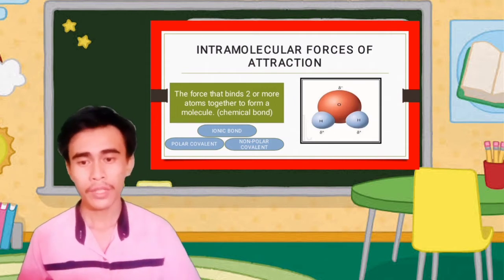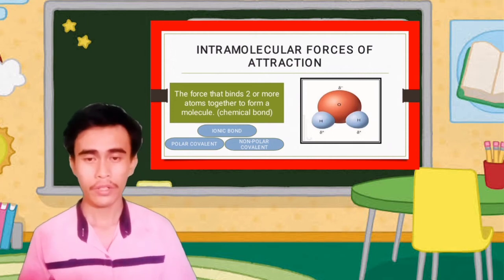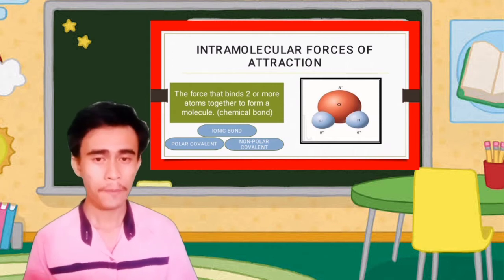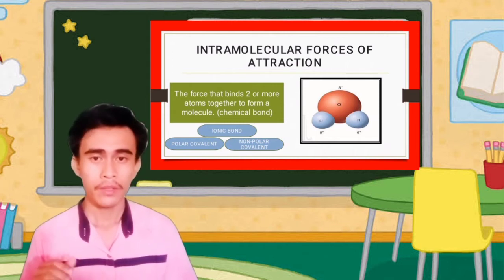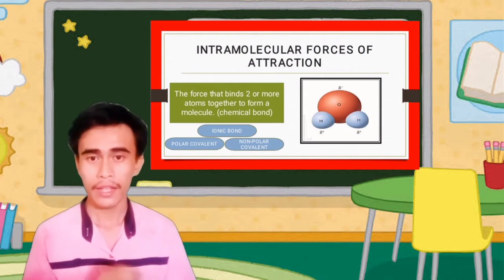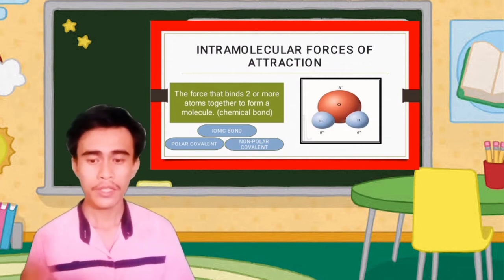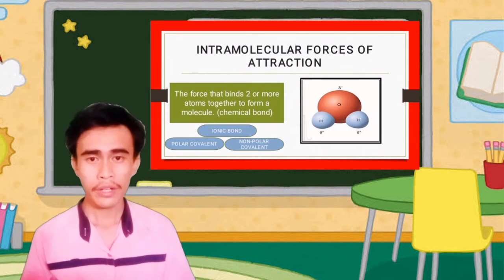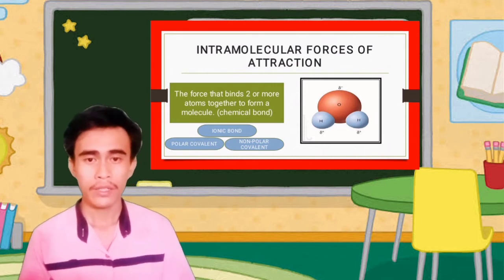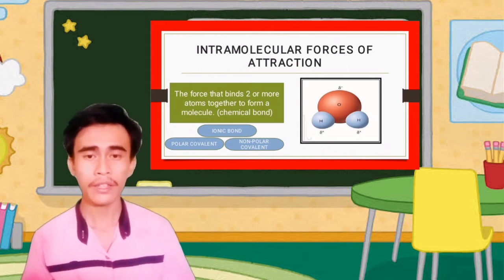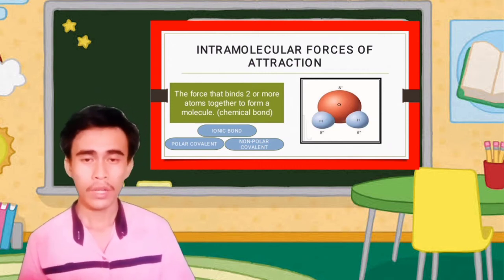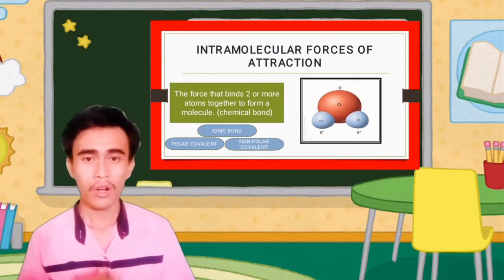So, meron tayong tatlong types ng intramolecular forces of attraction. The first one is the ionic bond. When we say ionic bond, it is the transferring of electrons between metals and non-metal elements. At yung pangalawa is yung polar covalent bond. Kapag sinabi natin polar covalent bond, it is the sharing of electrons unequally. Nagkakaroon ng positively charged at negatively charged pole. And then, the non-polar covalent bond is the sharing of electrons equally. Nagkakaroon ng cancelling of dipole moment.